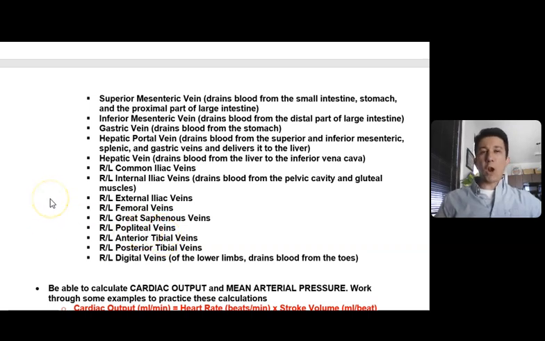And as I mentioned, there's plenty of practice questions on identifying those in the lab report, as well as the blank diagrams that are on Moodle.